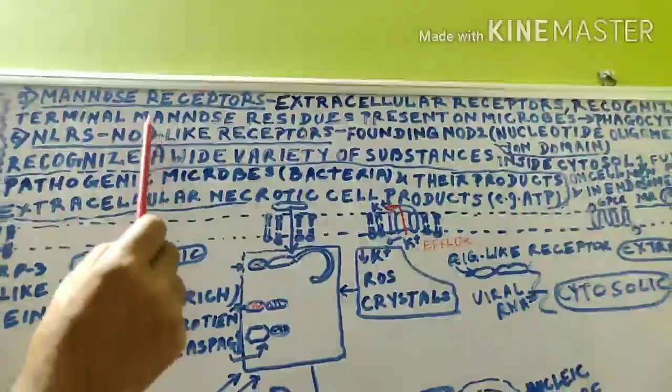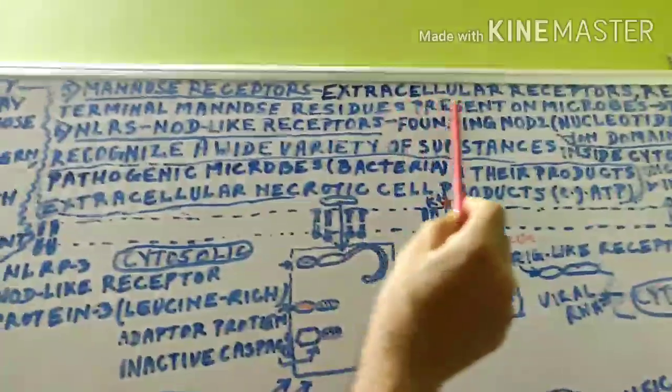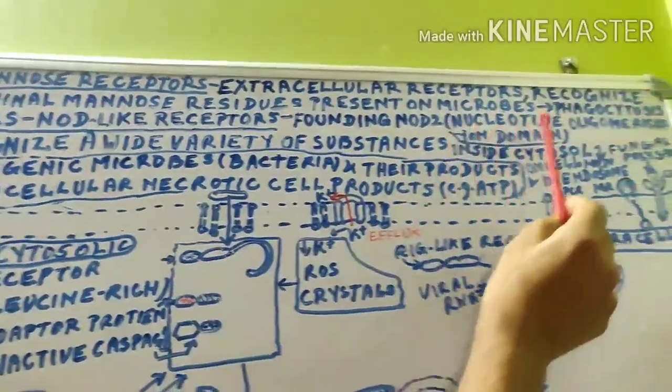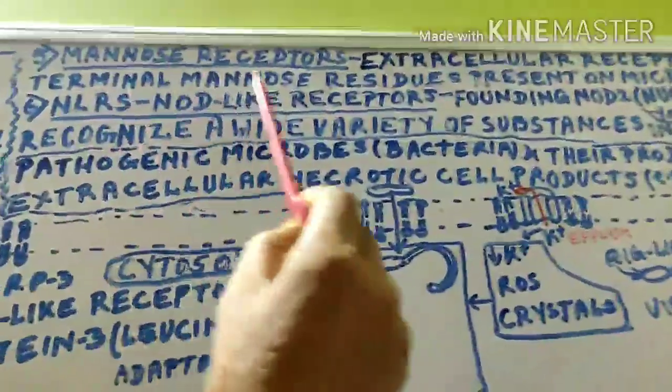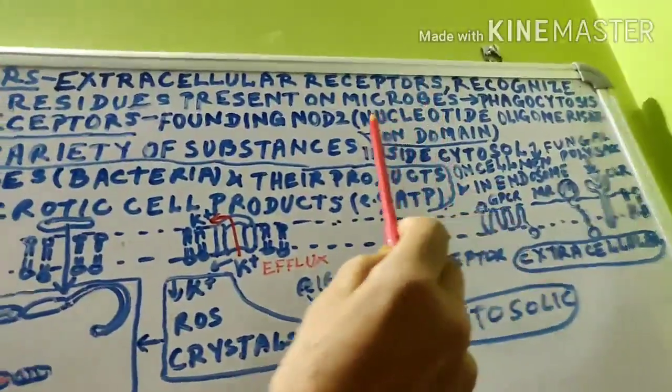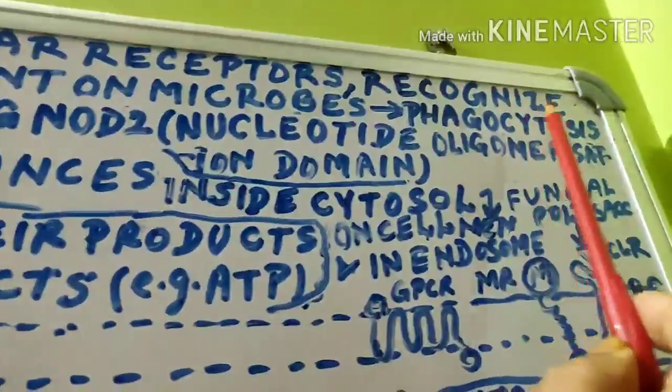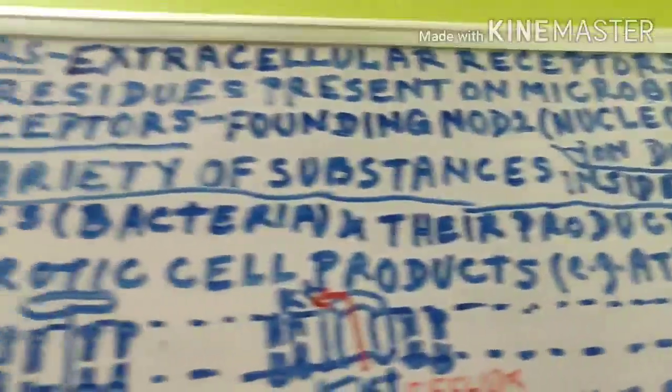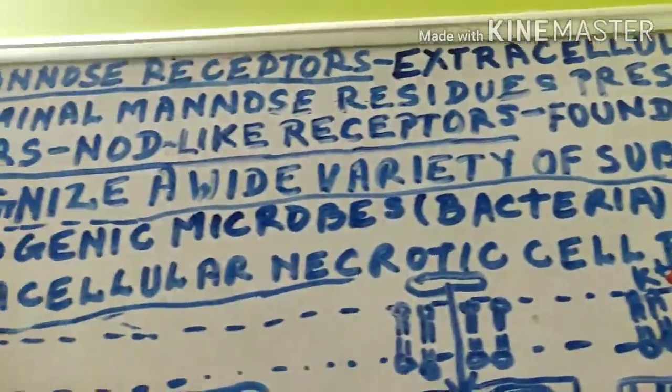Now the next receptor is the Mannose receptor. Mannose receptors are again extracellular receptors. They recognize the terminal mannose residues present on microbes, and after the interaction, it results in phagocytosis of the antigenic molecule or the microbe.